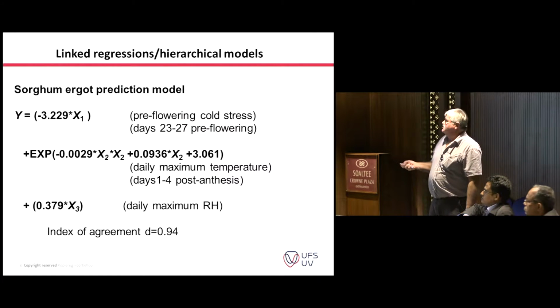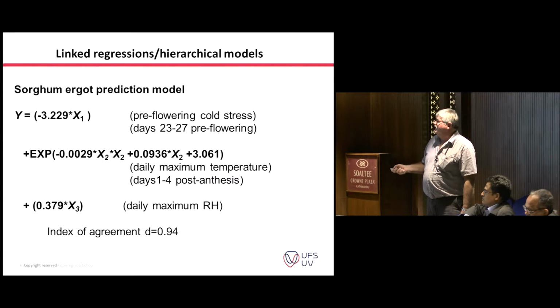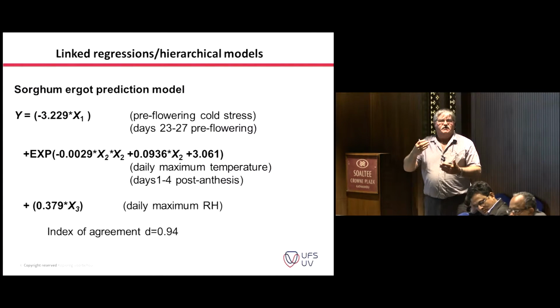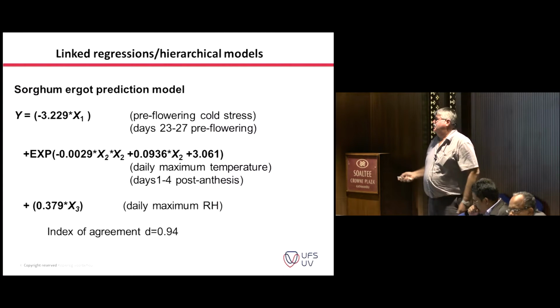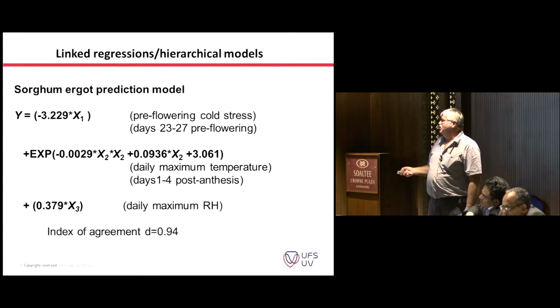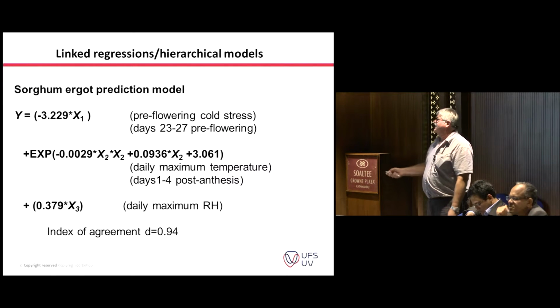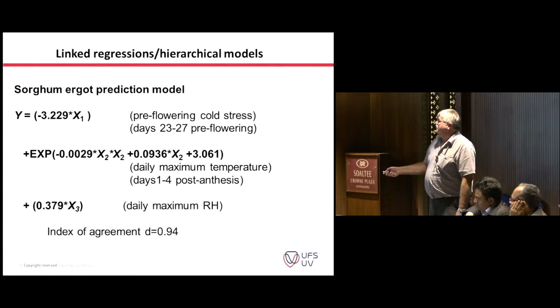And then you can have linked regressions or hierarchical models. This is one that we developed for sorghum ergot, where we have a relationship with pre-flowering cold stress. Pre-flowering cold stress affects meiosis and the viability of the pollen that is produced. Essentially, to escape ergot, you need a large volume of viable pollen. So here you have a relationship for pollen production.